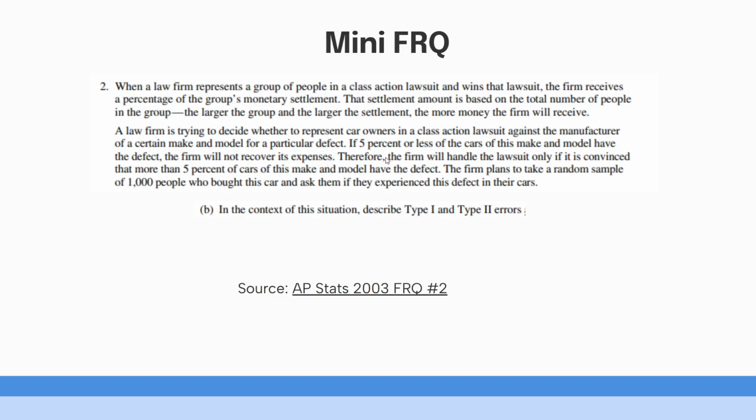So now we're going to do a mini FRQ. This is mini because it won't take long. I purposely cut out a lot of the FRQ. So just read the question and describe what a type 1 error is and what a type 2 error is. That's all you need to do. I'll give you guys a minute to do that.